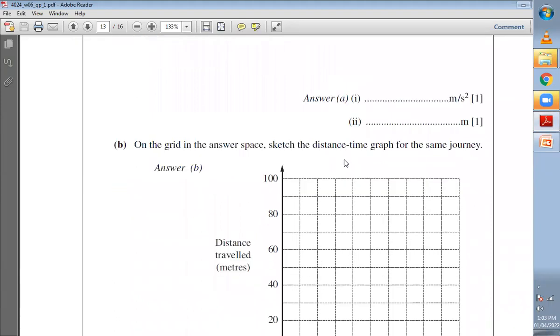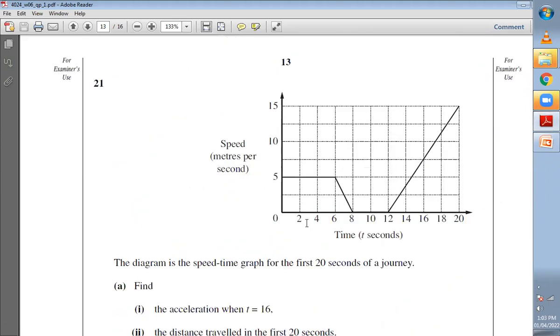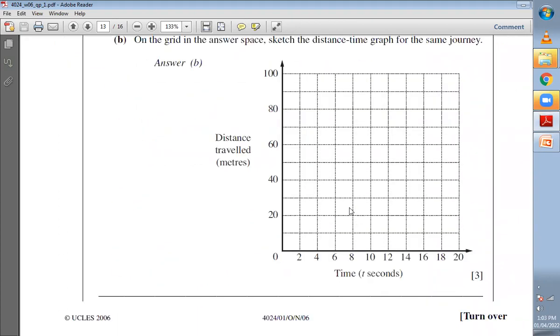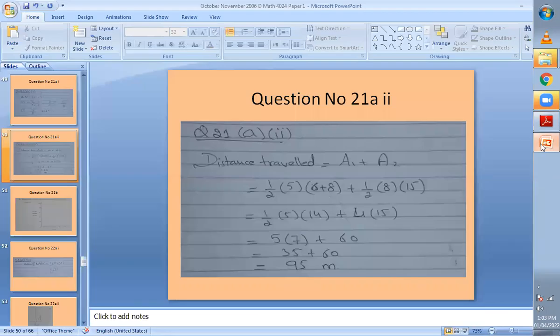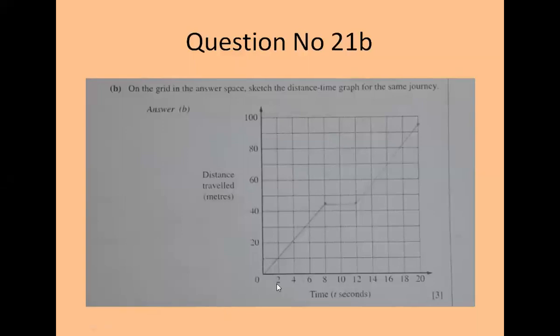Okay. Now they want you to represent this on the grid in the answer space, sketch this distance time graph for the same journey. So from 0 to 8 seconds, they covered 35. And from 8 to 12, they did not move. And from 12 to 20, they covered up to 95. Okay, so we have to represent this in the form of a distance time graph. And you can see here, I have represented that. From 0 to 8, they covered 35.